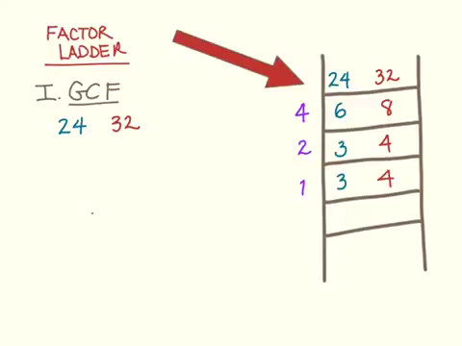And so to get the greatest common factor, we simply take all the common factors on the left side of the ladder and multiply them together, giving us, in this example, 8. Therefore, 8 is the greatest common factor of 24 and 32.